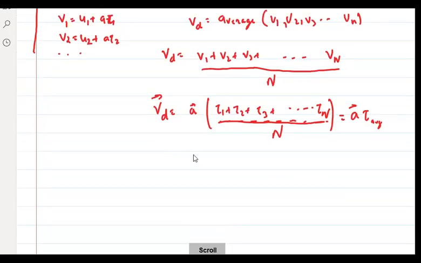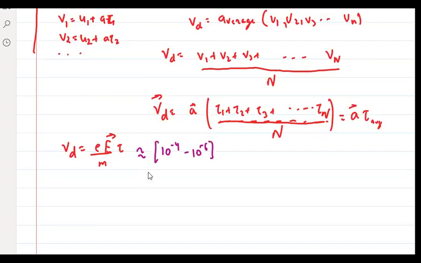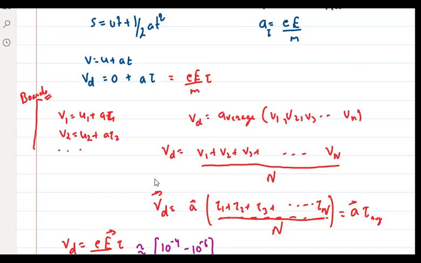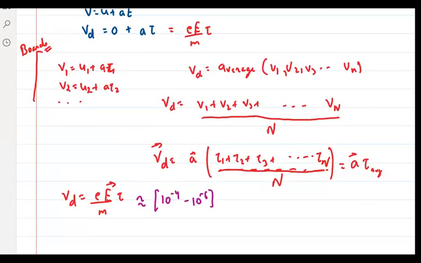Very good, everyone. So in short, I can say the value of drift velocity is eE by m into tau. And the order of this drift velocity is almost equal to 10 to the power minus 4 to 10 to the power minus 6. This is the order. So can you say by this that the drift velocity is very, very small? It is very small. Tell me, yes or no? Because it is of the order of 10 to the power minus 6, 10 to the power minus 4 meter per second, which means inside the conductor, the electrons actually move very, very slowly.